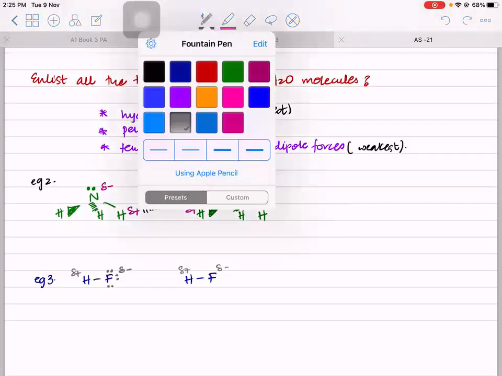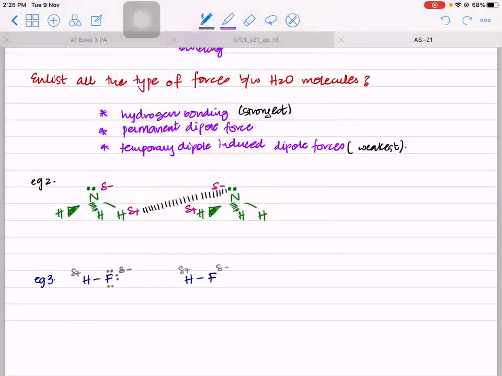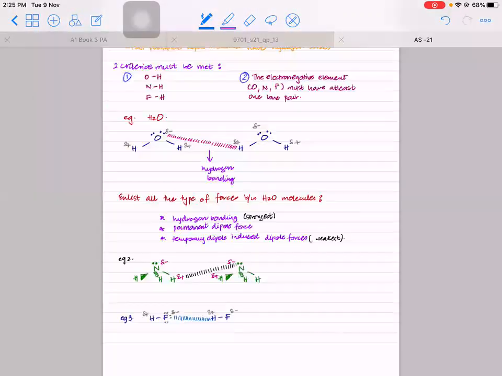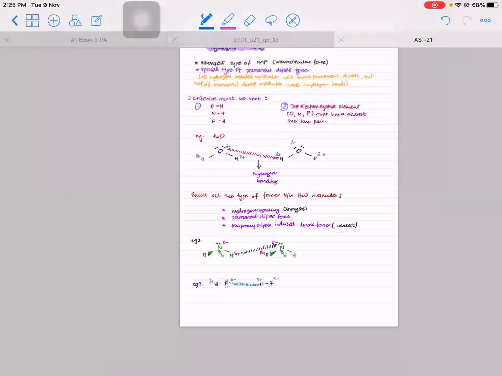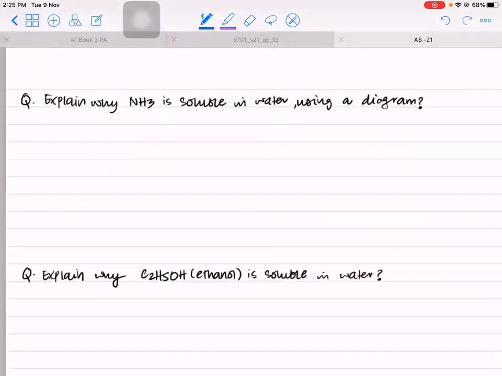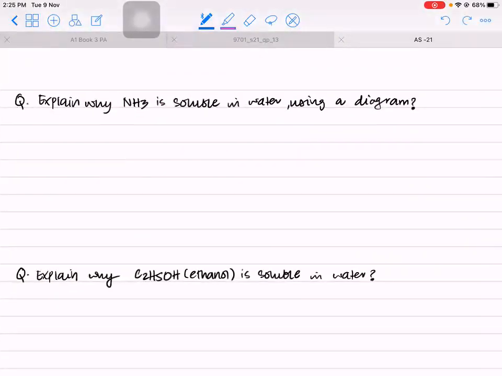So can this show hydrogen bonding? Yes. And how will you show it? It will be a force of attraction between the partial positive hydrogen to the lone pair of the adjacent molecule. So this right here is hydrogen bonding. Clear? Now, hydrogen bonding can be seen in water, ammonia, HF. Moving on. Explain why ammonia is soluble in water using a diagram.